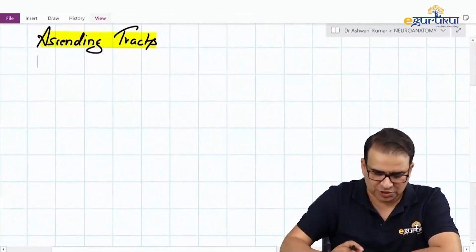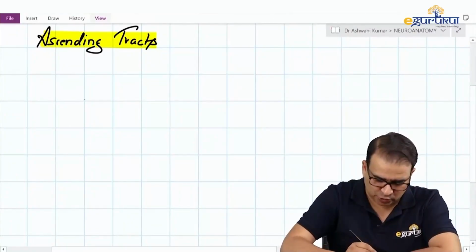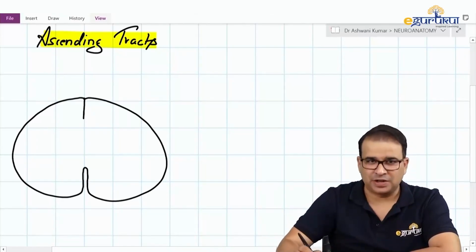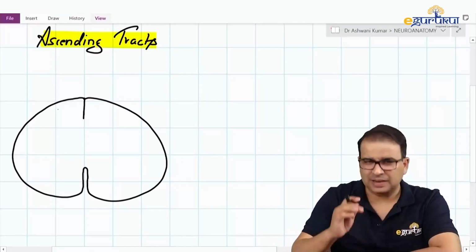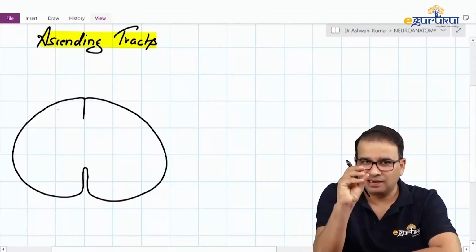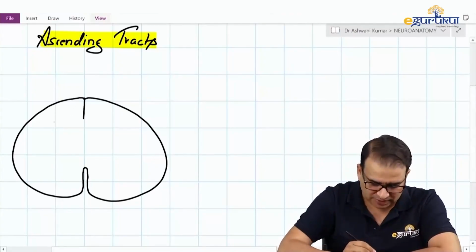So first thing, location and their function. Again, I would request you to draw it toward the left side only. So again, the transverse section. And this time, because we're discussing the white matter, we're discussing the tract, make sure you draw the gray matter a little less so that you have more space for the white.